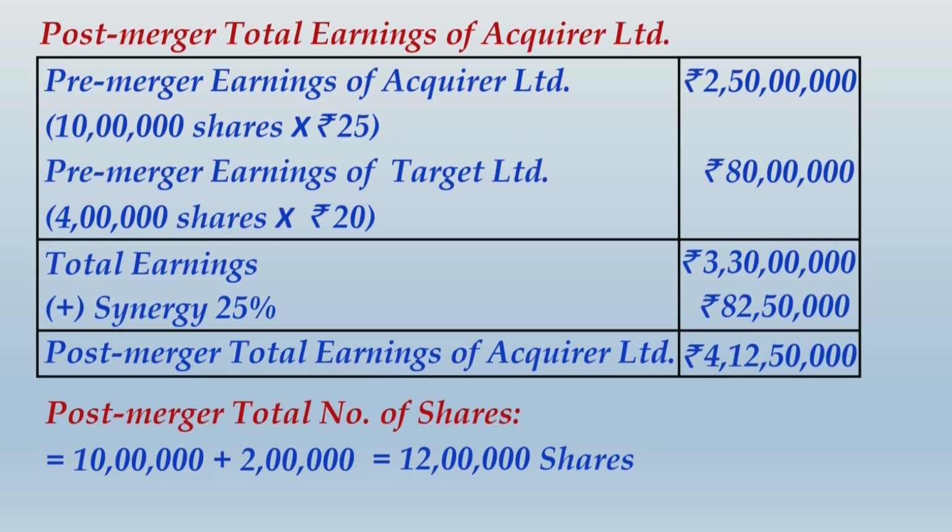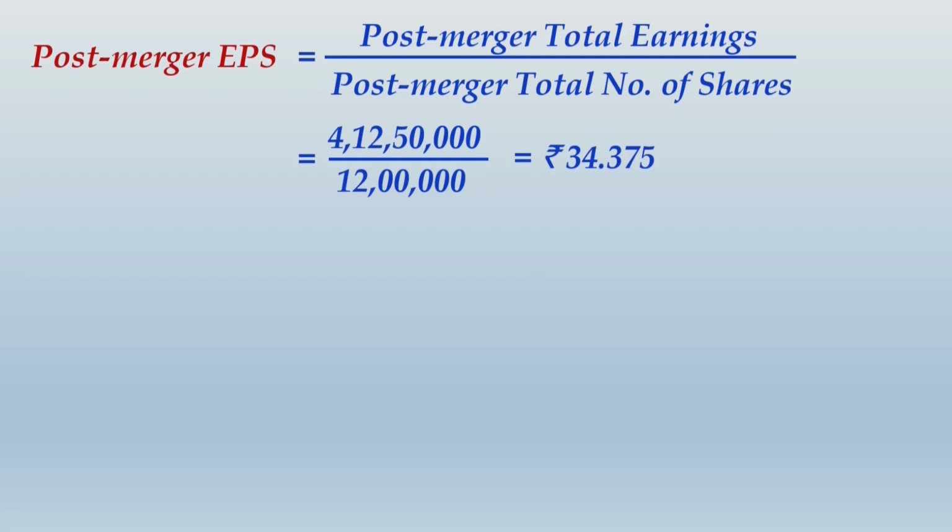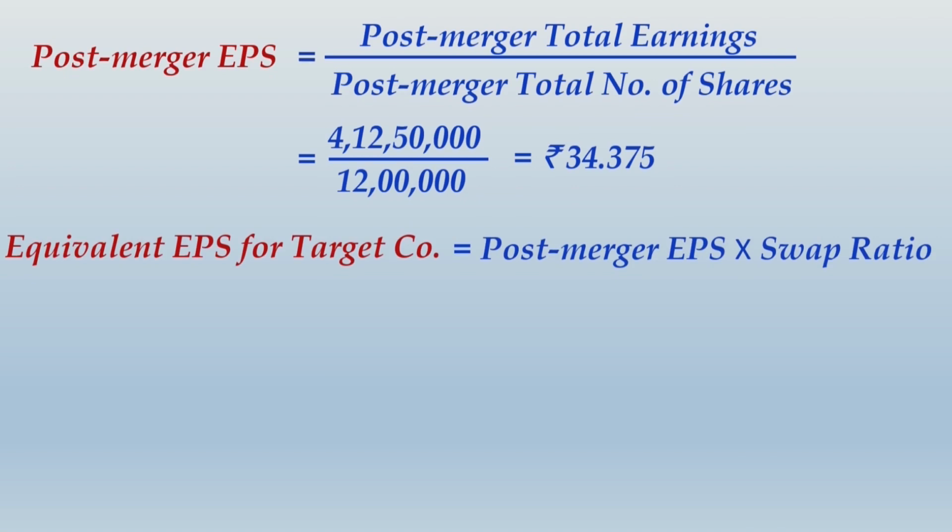Alright friends, let us move ahead and take up the other calculations. Post merger EPS is what we have to determine. For that we need post merger total earnings divided by post merger total number of shares. We have now both of these information clearly available. So that will be 4 crore 12 lakh 50,000 divided by 12 lakh shares, and that will be rupees 34.375.